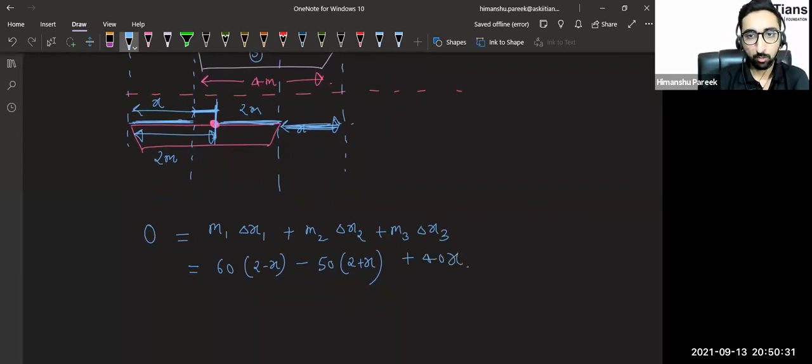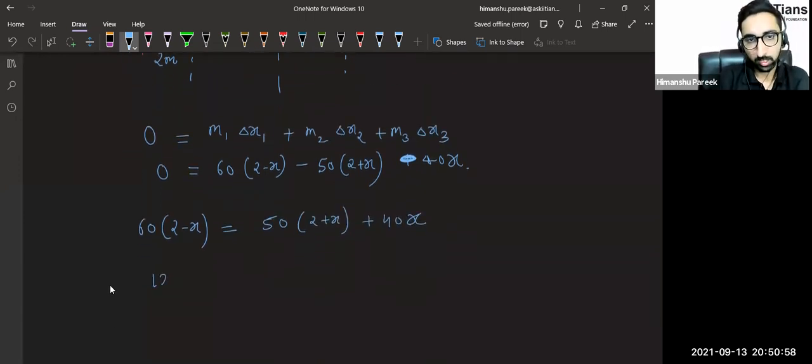Now we just need to solve it. Sorry, this will be minus because it has moved towards left. The boat has also moved towards left. Verma has also moved towards left, but Mathur has moved towards right. Now we just have to solve it. So what we shall say, 60 multiplied by 2 minus x is equal to 50 multiplied by 2 plus x plus 40 into x.